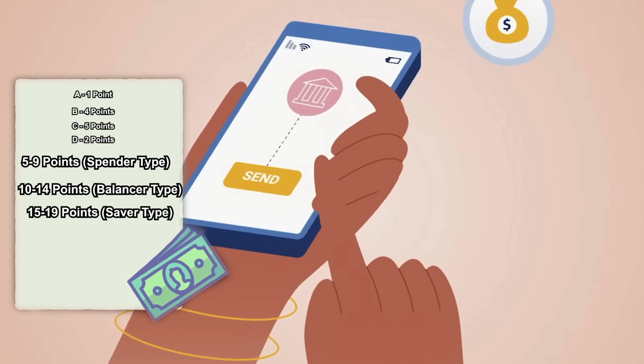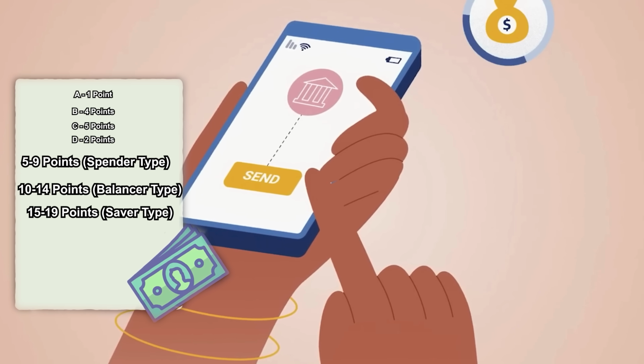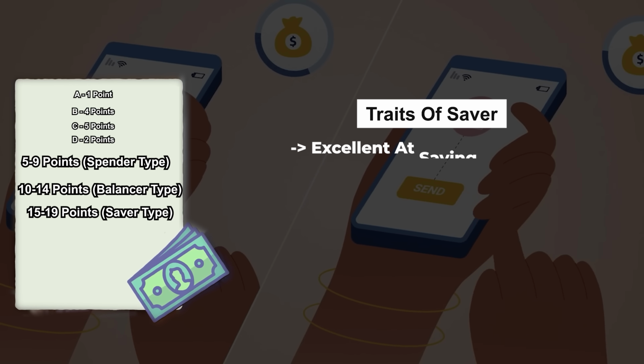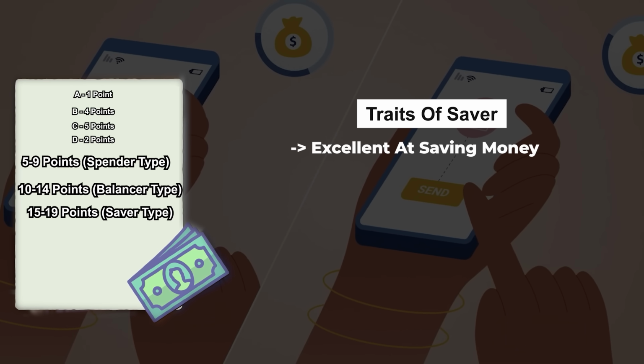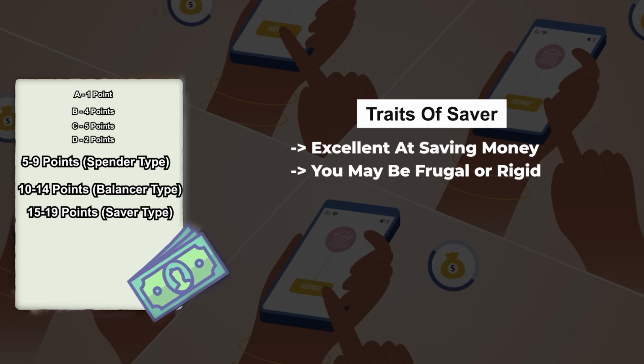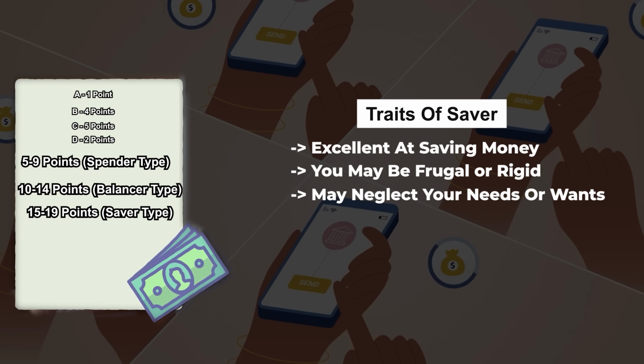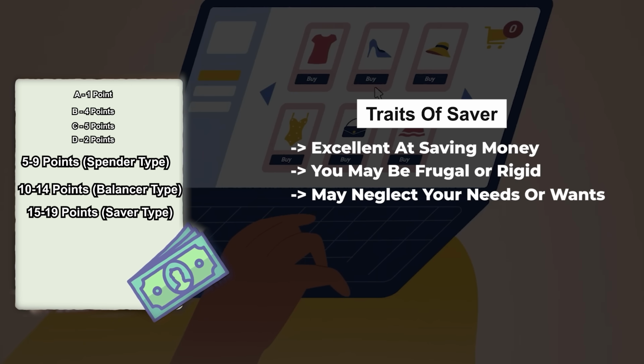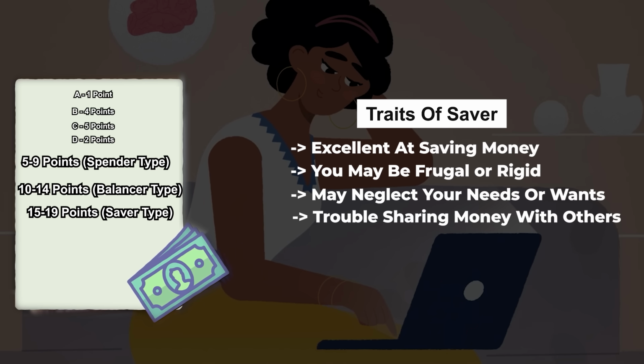If you have between 15 and 19 points, you're considered a saver. This means you're excellent at saving money and reaching your financial goals. But it also means that you may be too frugal and too rigid. You may be neglecting some of your own wants and needs just in order to save more. And you may have trouble sharing your money with other people.